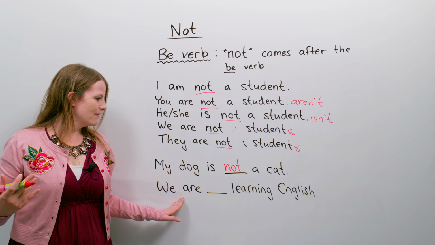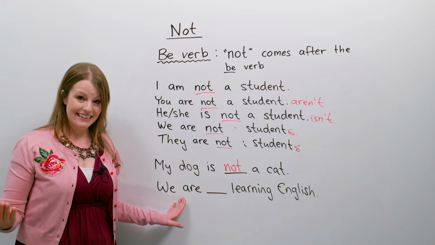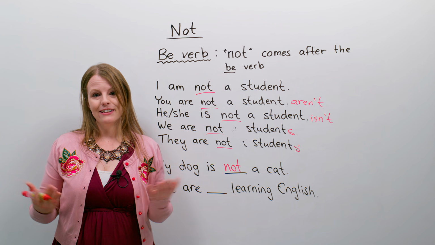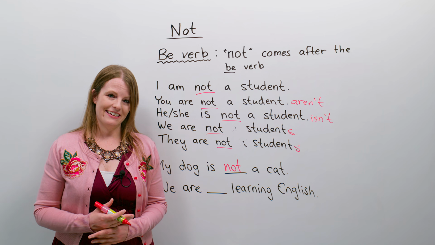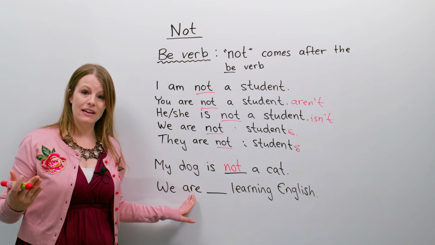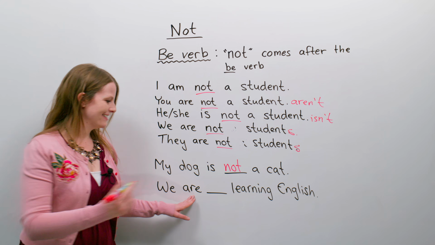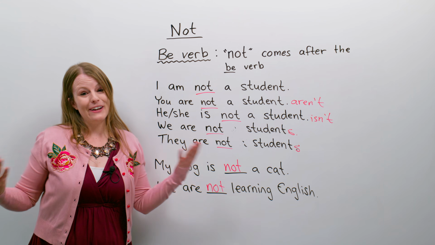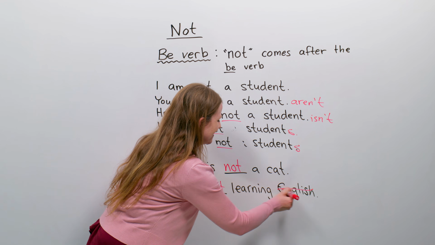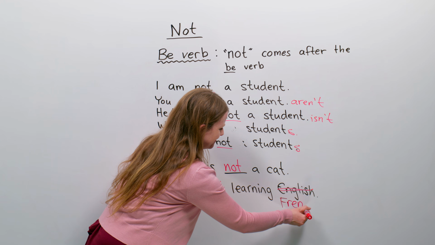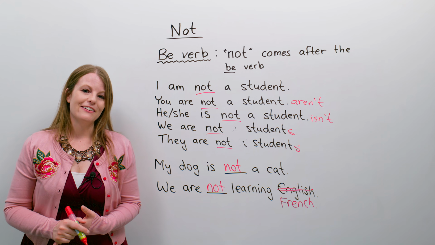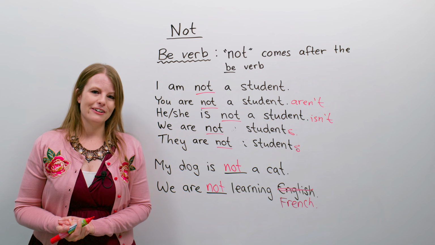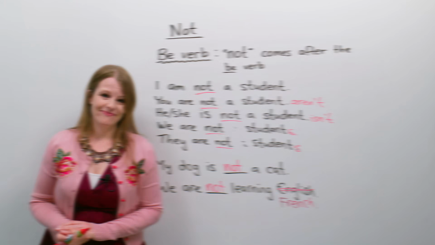What else can we say? Here we have the present continuous. We are learning English. So let's make this a negative sentence. We have the be verb, we are, not learning English. Actually, I don't like this sentence because we are learning English. Let's change this to French. We are not learning French. That's a better sentence.